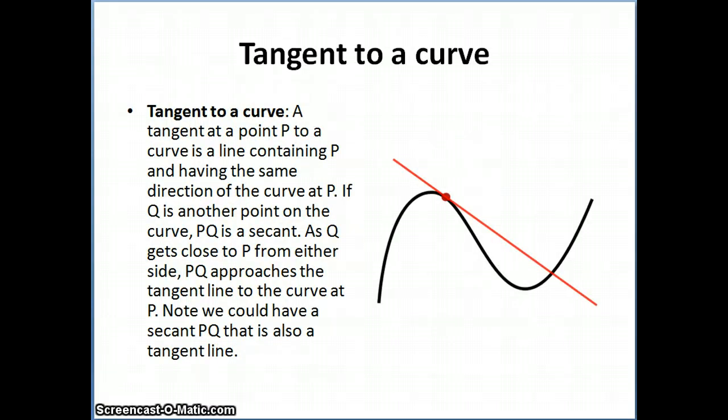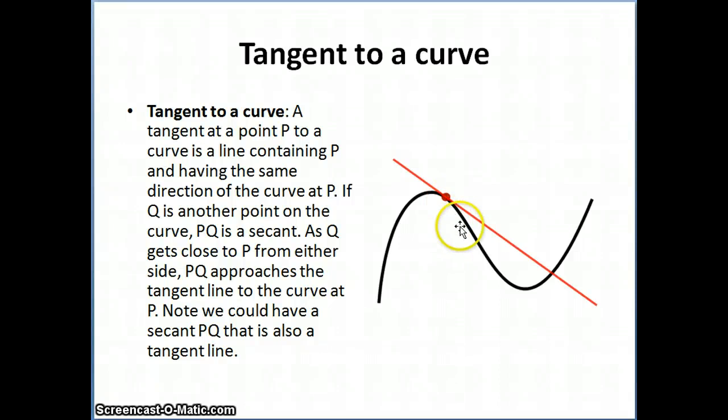Next, we look at the definition, tangent to a curve. So this is a curve, the black curve here, and there's a point on the black curve. We draw a red line. This line is called the tangent line of the curve. So what's a tangent line to a curve? A tangent at the point P to a curve is a line containing the point P and having the same direction as the curve at P.